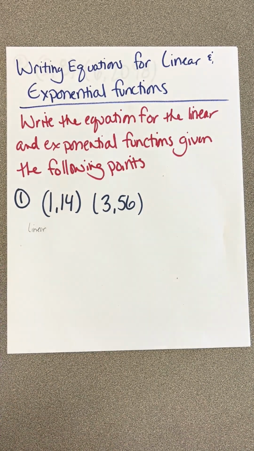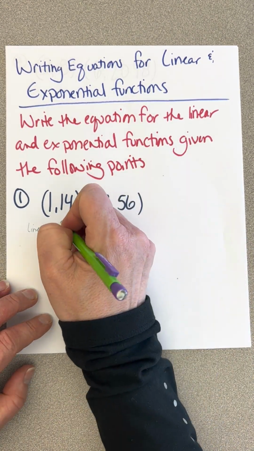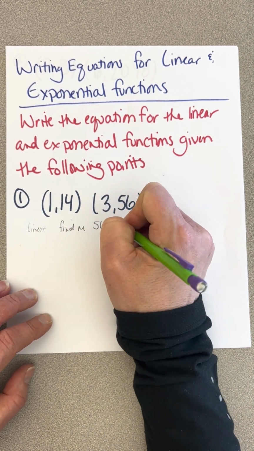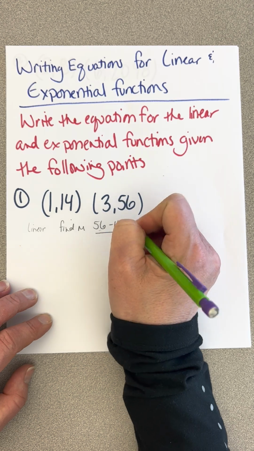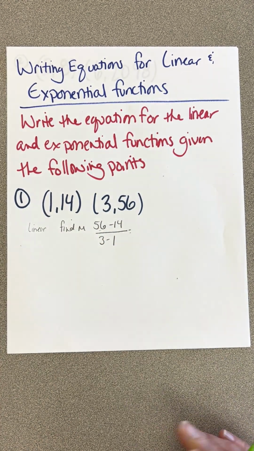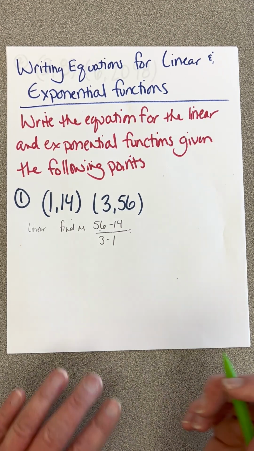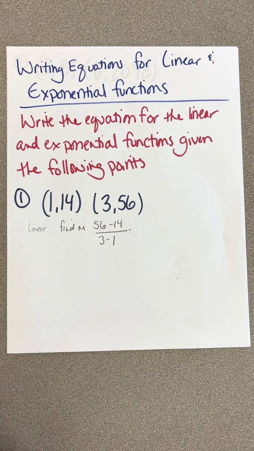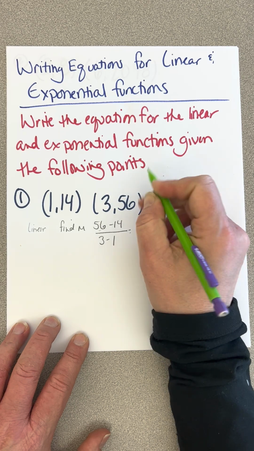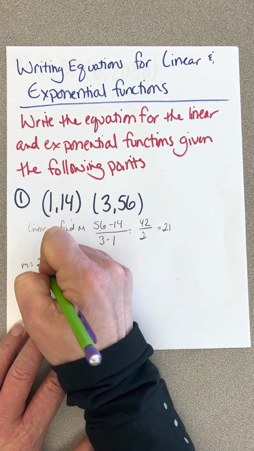If I'm starting with my linear function here, I'm going to take the change in y over the change in x because I want to find my slope. So we're going to take 56 and subtract 14, and we're going to put that over 3 minus 1. I do have a calculator here just in case because I do not like making math mistakes. 56 minus 14 gives me a grand total of 42. 42 divided by 3 minus 1, that's 2, would give me 21. So my slope is 21.